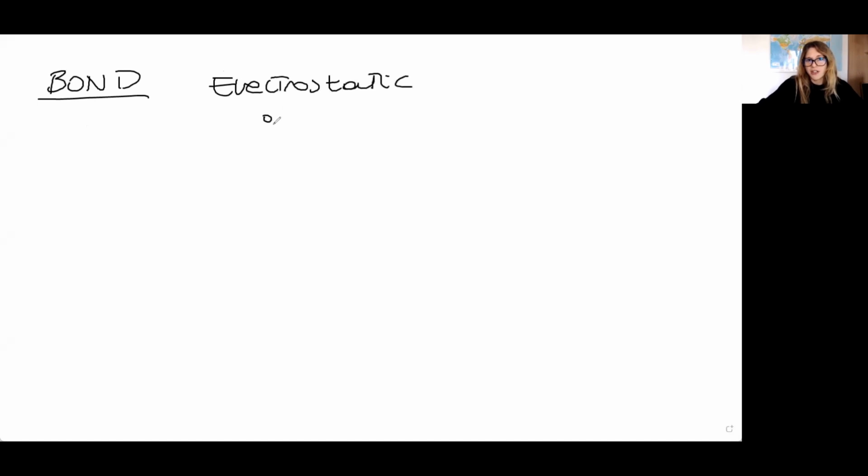So if we talk about any type of bond, or actually any type of interaction at the atomic level, we're talking about an electrostatic attraction. Electrostatic means between opposite charges, because we know that same charges repel and opposite charges attract. So we're talking about positive and negative. This is actually the key thing, the only thing that you really need to understand.